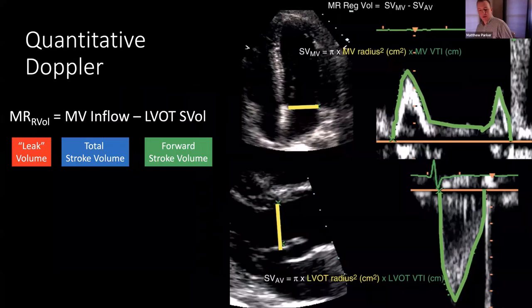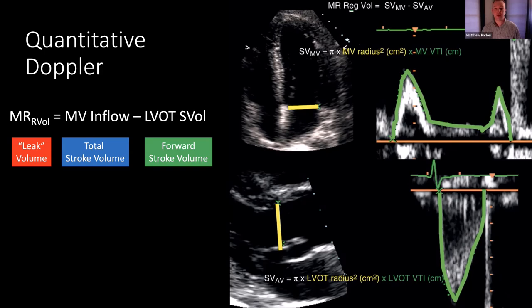And how else might we do this? Quantitative Doppler, in theory, sort of gives you what you want. It lets you know how much blood is coming in on a beat and how much blood is going out on a beat. The problem is you can't see that from just one window or even just from one beat. So you're actually constantly comparing multiple beats, multiple views, and you're making a bunch of geometric assumptions to try and put this together. The concept, again, is really just the mitral inflow or the total stroke volume minus the forward stroke volume must leave you with the regurgitant volume, what leaked out. And the regurgitant fraction can then be calculated from there.